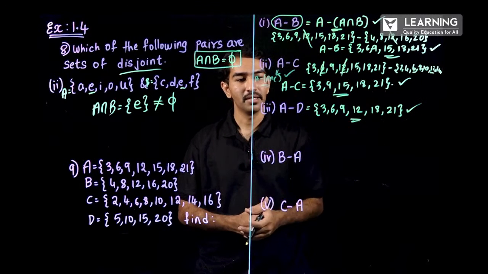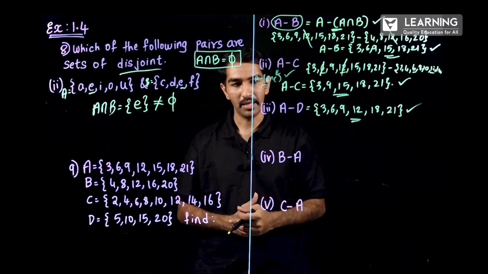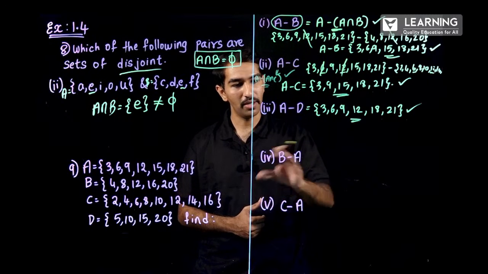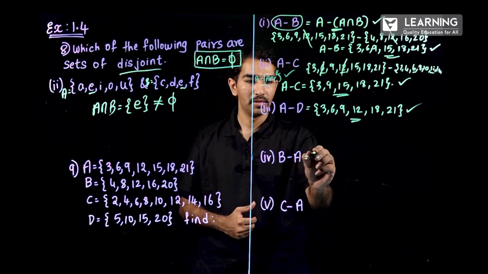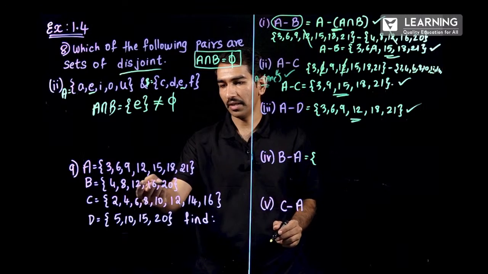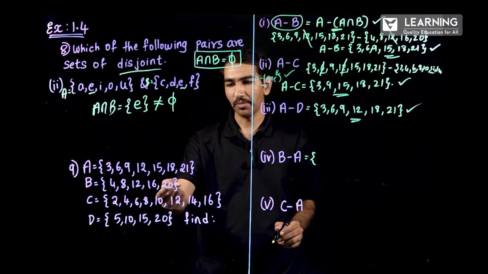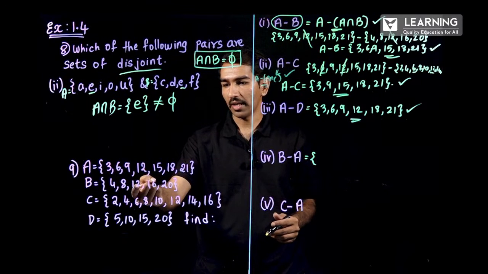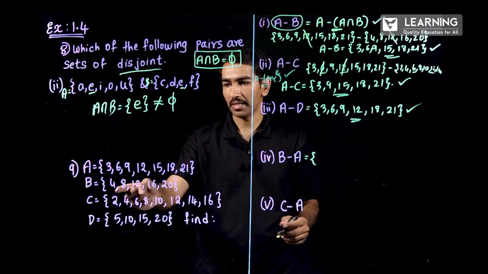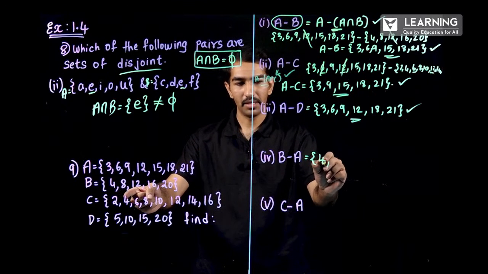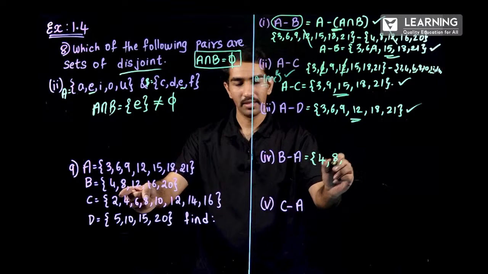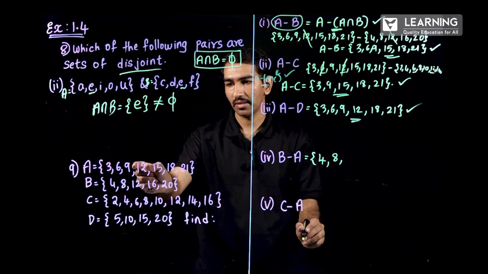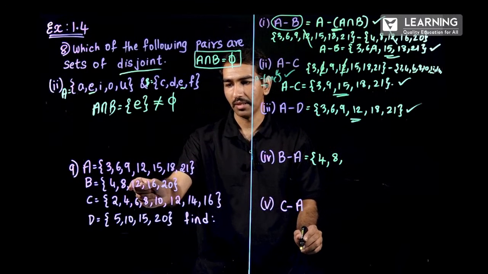Very easy, right? We have two more problems. B minus A. So from B, remove all the elements which are in A. What is B, students? 4, 8, 12, 16, 20. So from this, remove all the elements belonging to A. So 12 belongs, correct? Apart from that, nothing else. So what is B minus A? B minus A can be written as 4, 8, 12 is gone because we are subtracting A from B, correct?